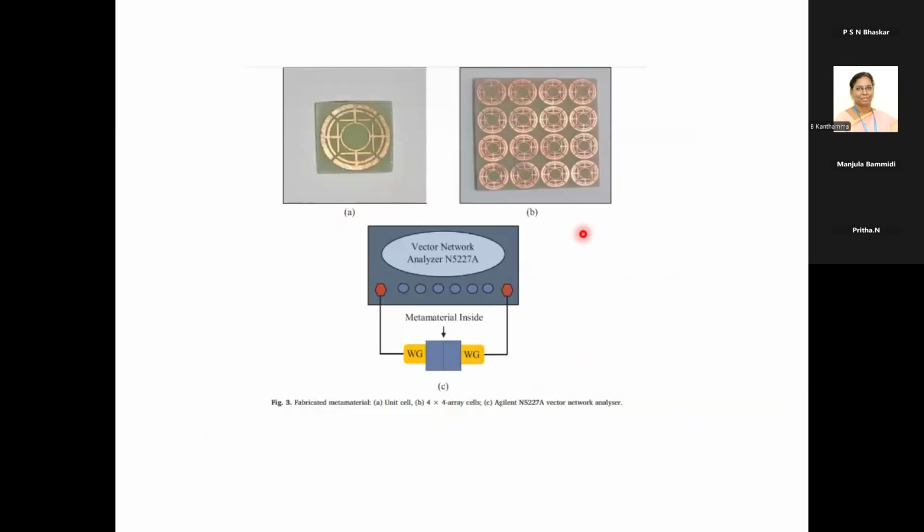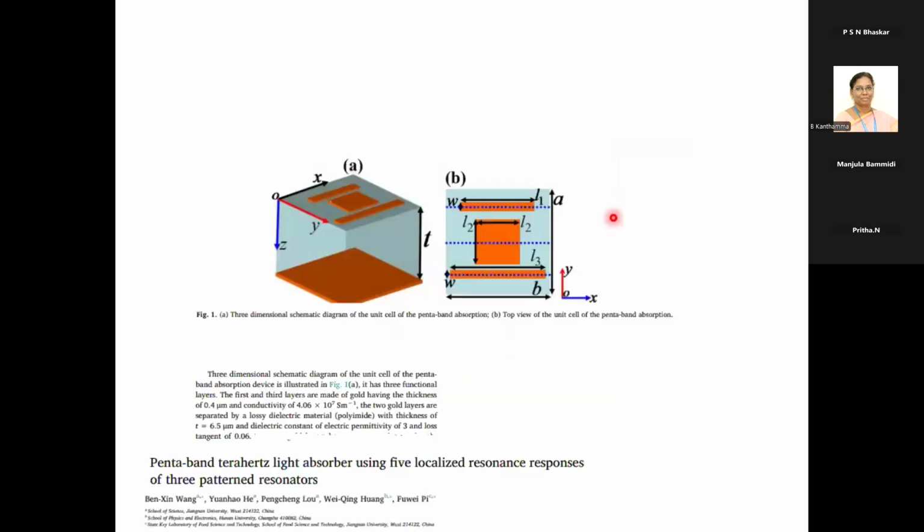So this is the unit cell, and you are going to place the unit cell as a periodic array. You have a vector network analyzer. You are going to place the metamaterial here in this waveguide and connect it to the network analyzer. This is the input and this is the output. You are going to measure the reflection and the transmission, by which you can extract the parameters mu and epsilon.